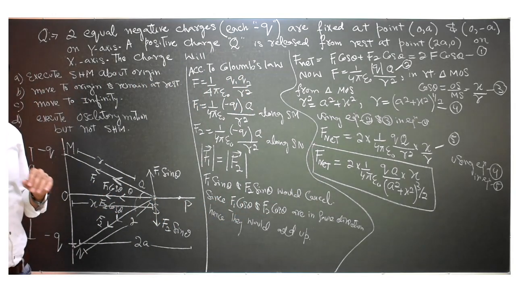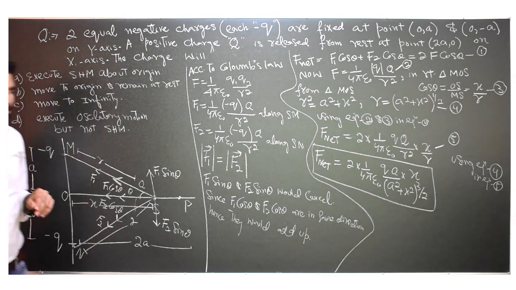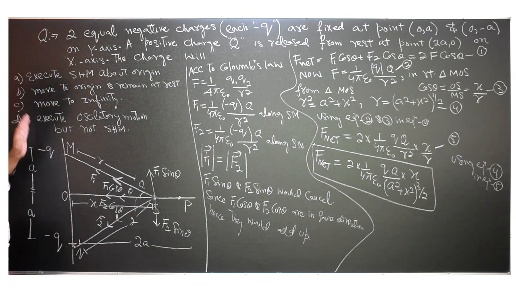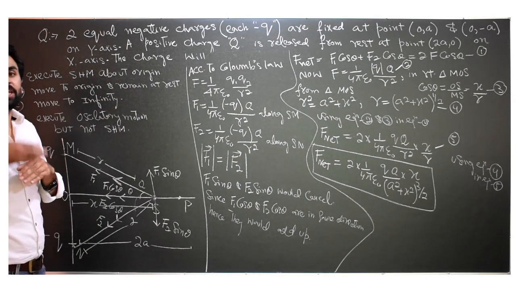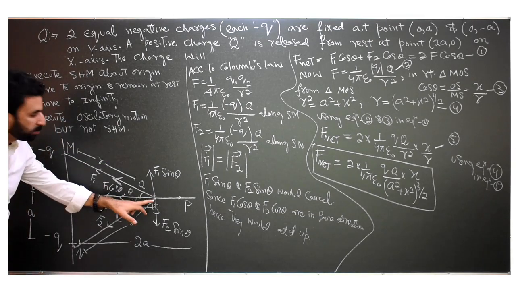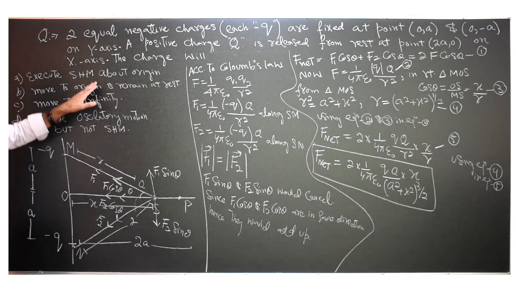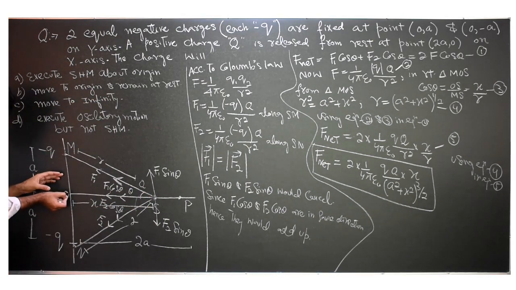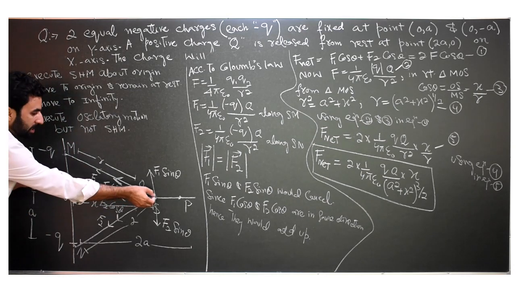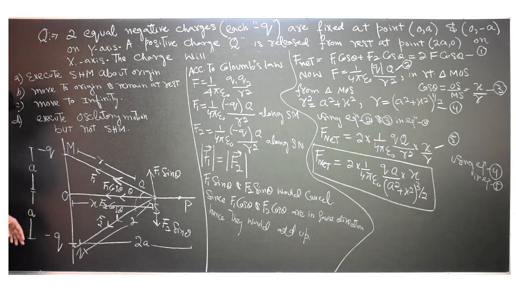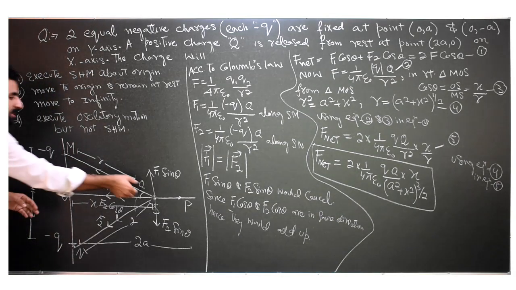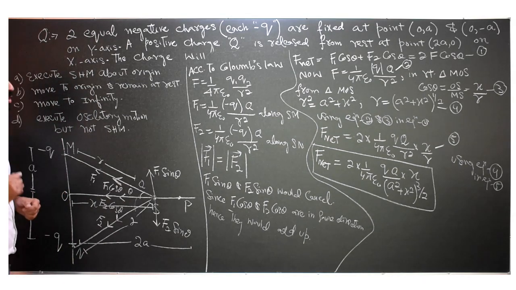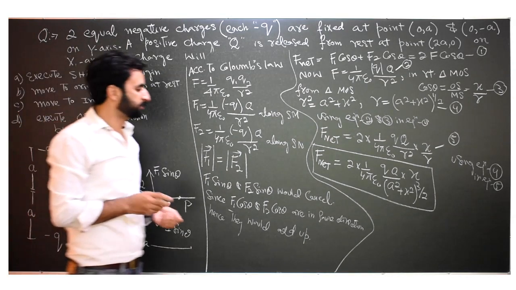Now we have calculated the magnitude of the net force acting on this charge, but we are not asked for any expression regarding the force. We are given options about what the nature of the motion of this charged particle plus q will be. Whether the motion will be simple harmonic motion, whether the charge will come to the origin and remain at rest, or whether, because it will be attracted, it will come to the origin and move to infinite distance, or whether the motion will be oscillatory but not simple harmonic.